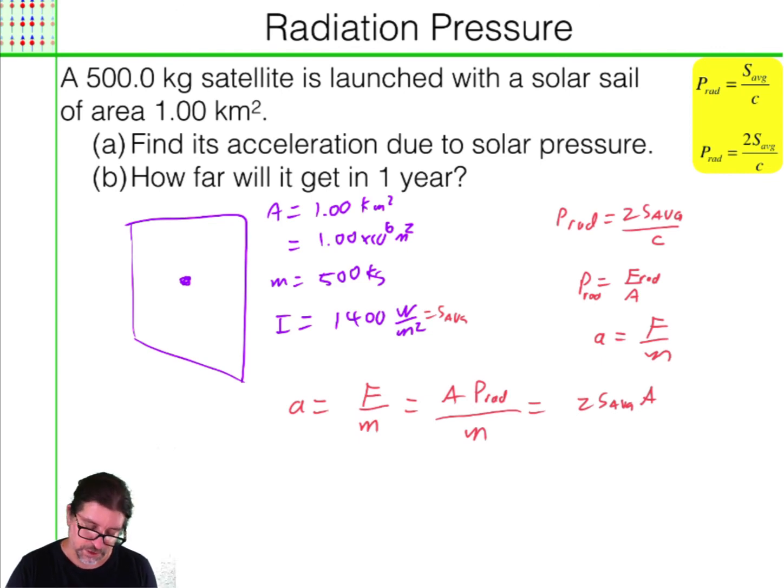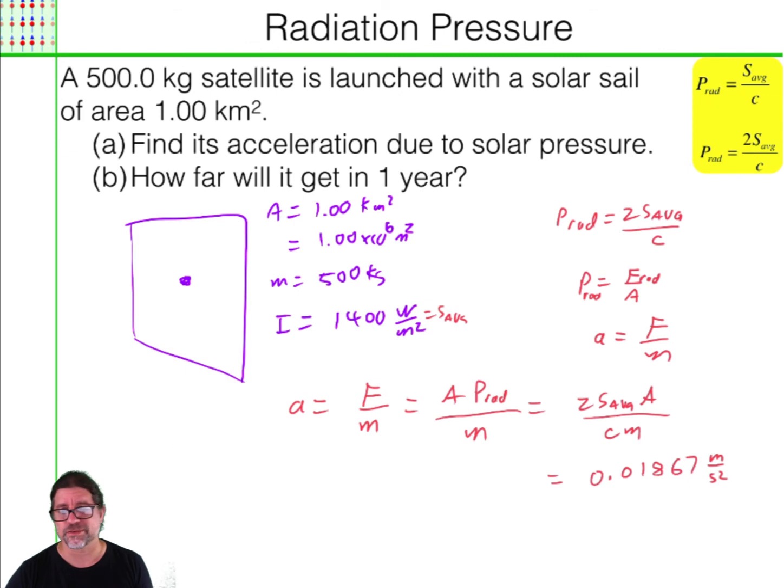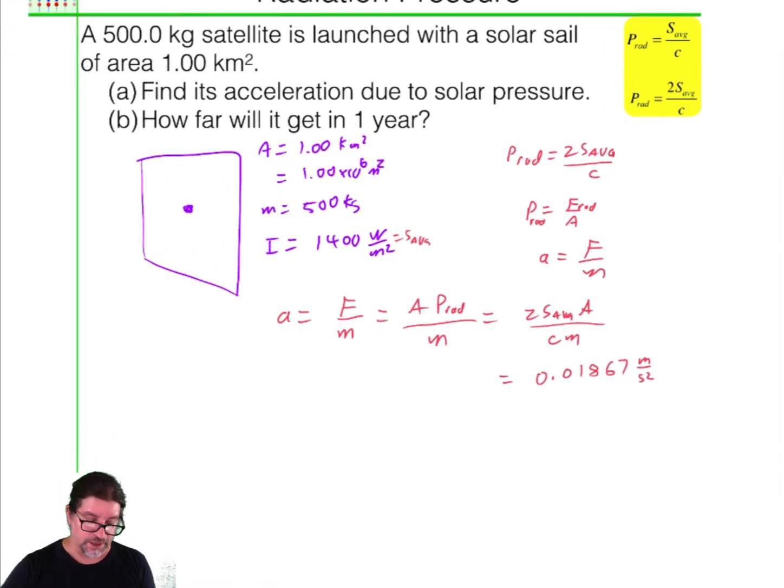or what am I missing here? Taking radiation pressure, 2 times S average over C m, and if I were to calculate all of this, I get that the acceleration is approximately 0.01867 meters per second squared. So it's a very, very small acceleration. That's like 100th of the acceleration due to gravity. So this is the acceleration here.